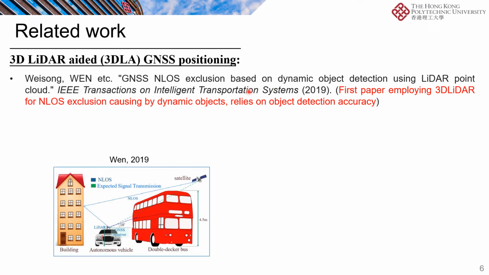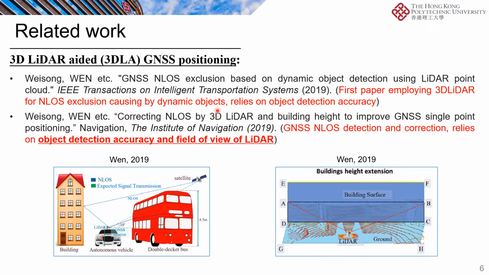In 2019, I proposed using 3D LiDAR to detect the non-line-of-sight caused by dynamic objects, the double-decker bus. The signal is reflected by buildings. However, it relies on the object detection accuracy, and also the field of view of a LiDAR will limit the performance of the NLOS detection.